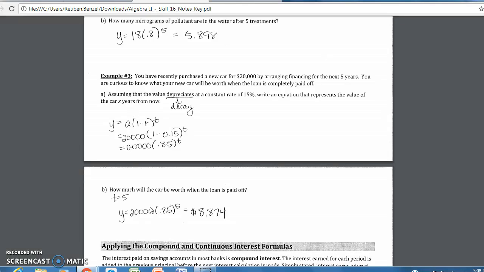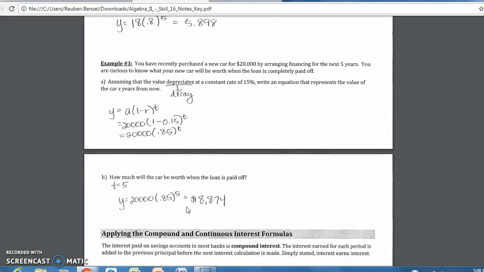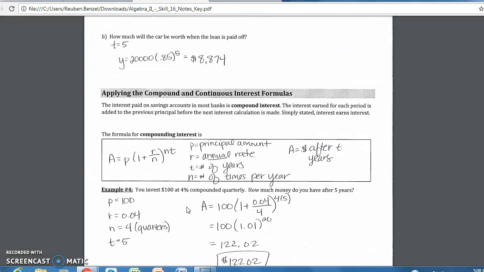Now, let's say we want to know what the value is going to be after 5 years when you pay your loan off. You plug in 5 into the 0.85, exponentiate it, multiply it by 20,000, and get 8874.